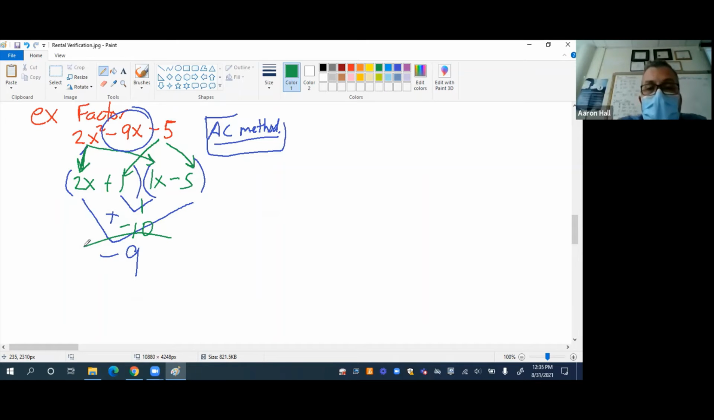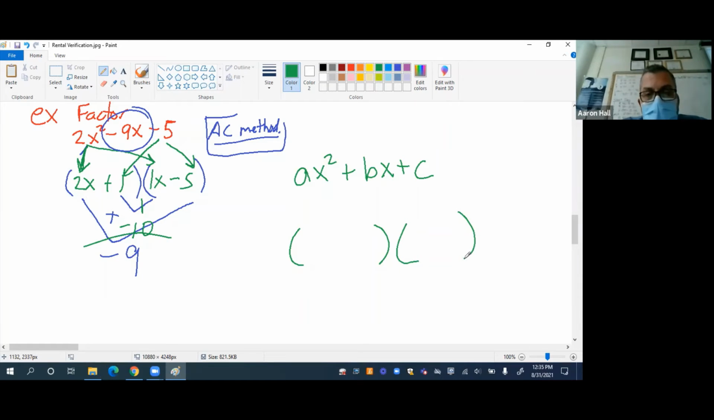Let's write a formula. So we have a times x squared plus b times x plus c. And I'm trying to think of some values. Usually these are my M and N, so I'll label those. And we'll call these P and Q.